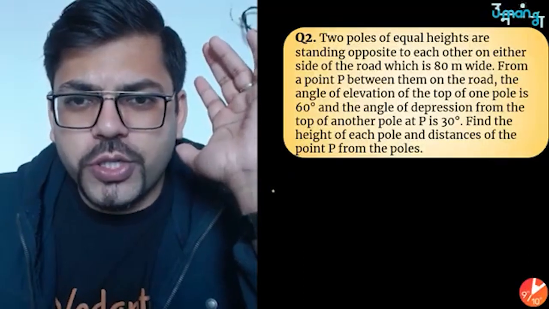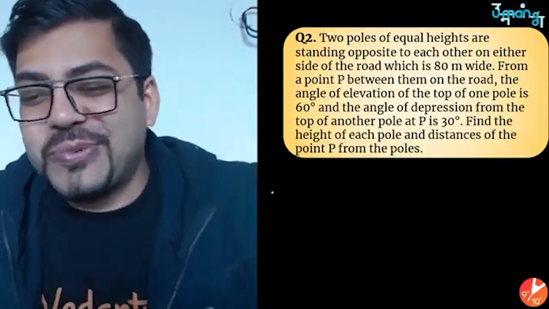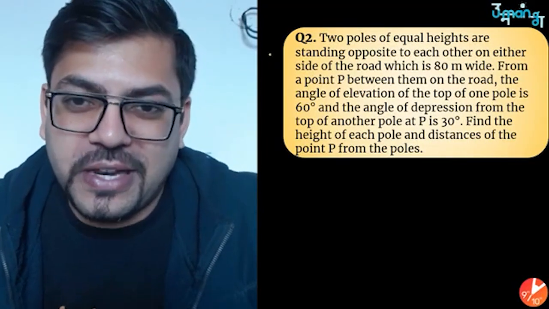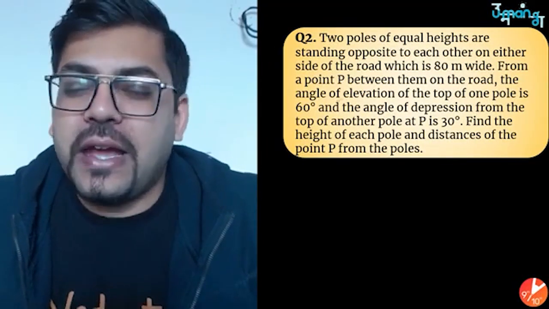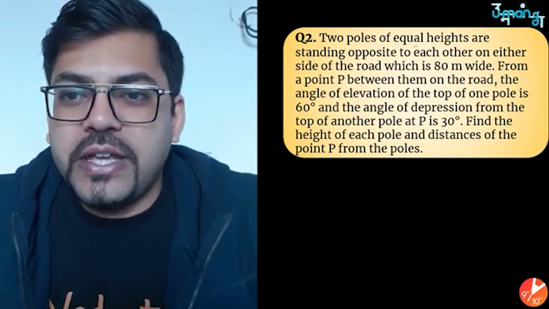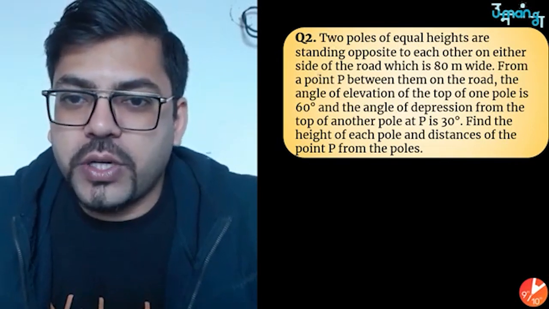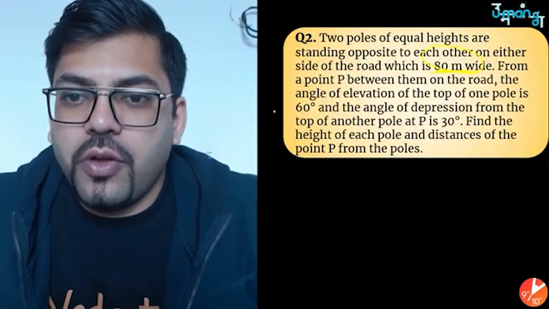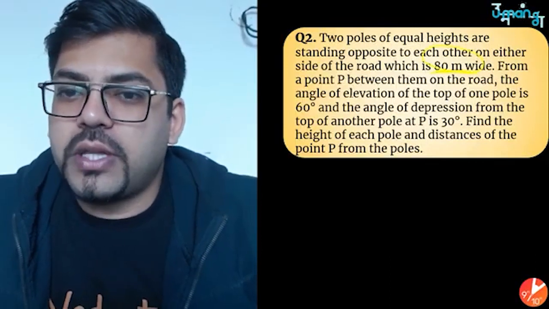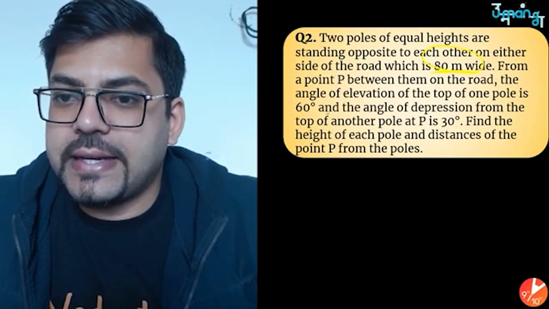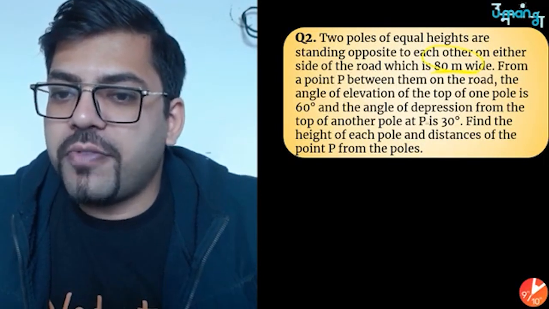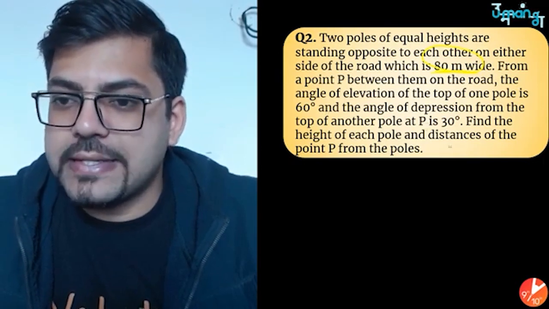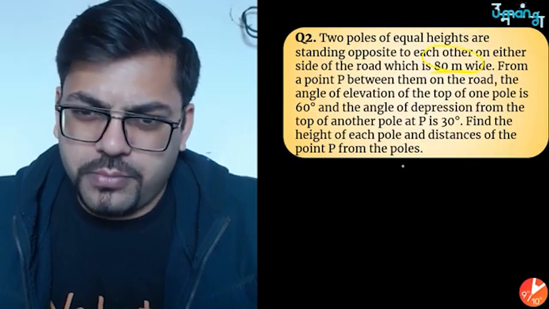Oh, this is the second question. Looks like probably they have forgotten to put the first question, or this is the first question, so the number has been put wrong. Anyways, let's start. Two poles of equal heights are standing opposite to each other on either side of the road, which is 80 meters wide. From a point P between them on the road, the angle of elevation of the top of one pole is 60 degrees and the angle of depression from the top of the other pole at P is 30 degrees. Find the height of each pole and the distances of the point P from the poles.